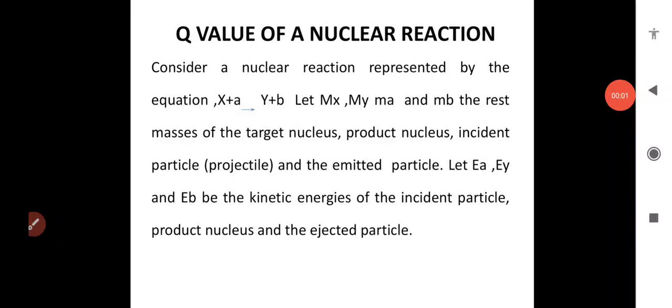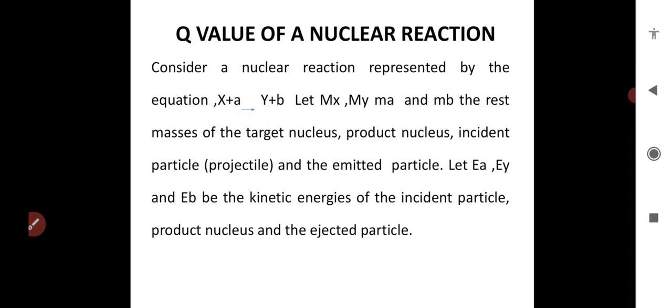Good morning, students. Today we are going to discuss the Q value of nuclear reactions. First, consider a nuclear reaction. It is represented by the equation X plus a tends to Y plus b.